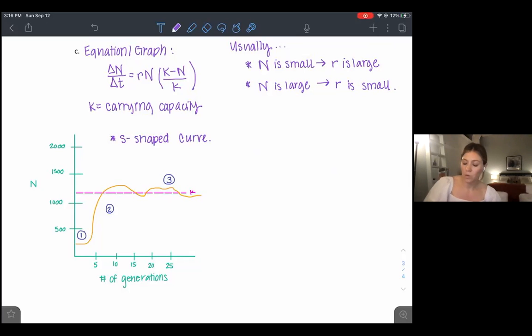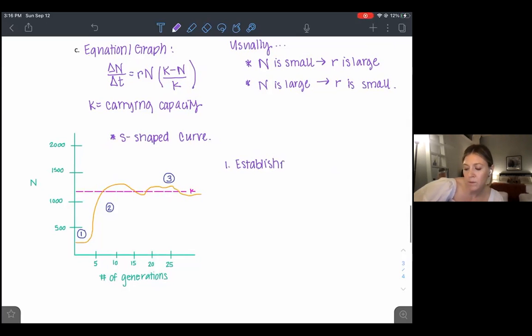Okay. And we have three different parts that we can identify on our graph. The first is that establishment period. We did talk about that with our J-shaped curve as well, but we didn't write it down. So our establishment period is when N is small, so our population size is really small. So what we see is slow population growth, right? The larger our population is, the faster it typically grows with the same per capita rate of increase.